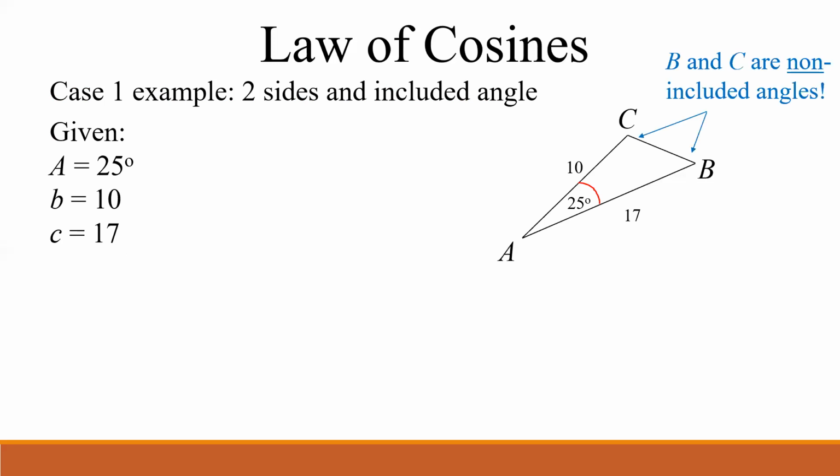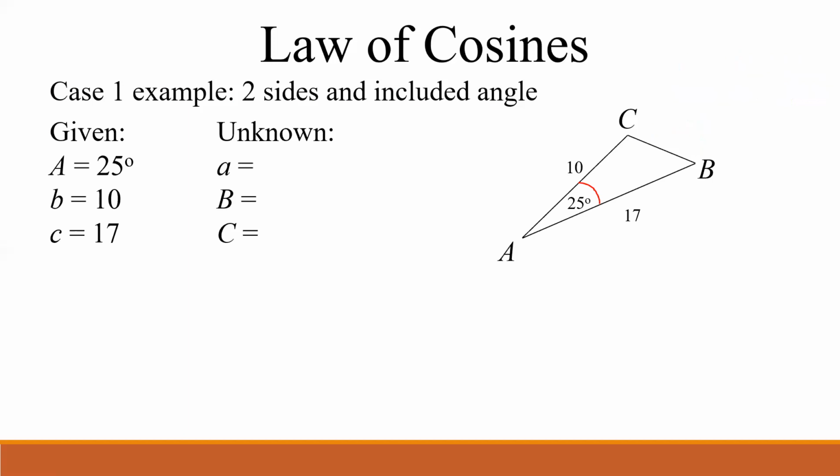If I'd given you angle C or angle B instead of angle A, those two are what we call non-included angles. Now, just a quick little aside, there is a way to solve that. If I gave you those same two sides and just angle B or just angle C, we can solve that triangle, but that's what we call the ambiguous case, and that's going to be the next video that I make once we get through the law of cosines, okay?